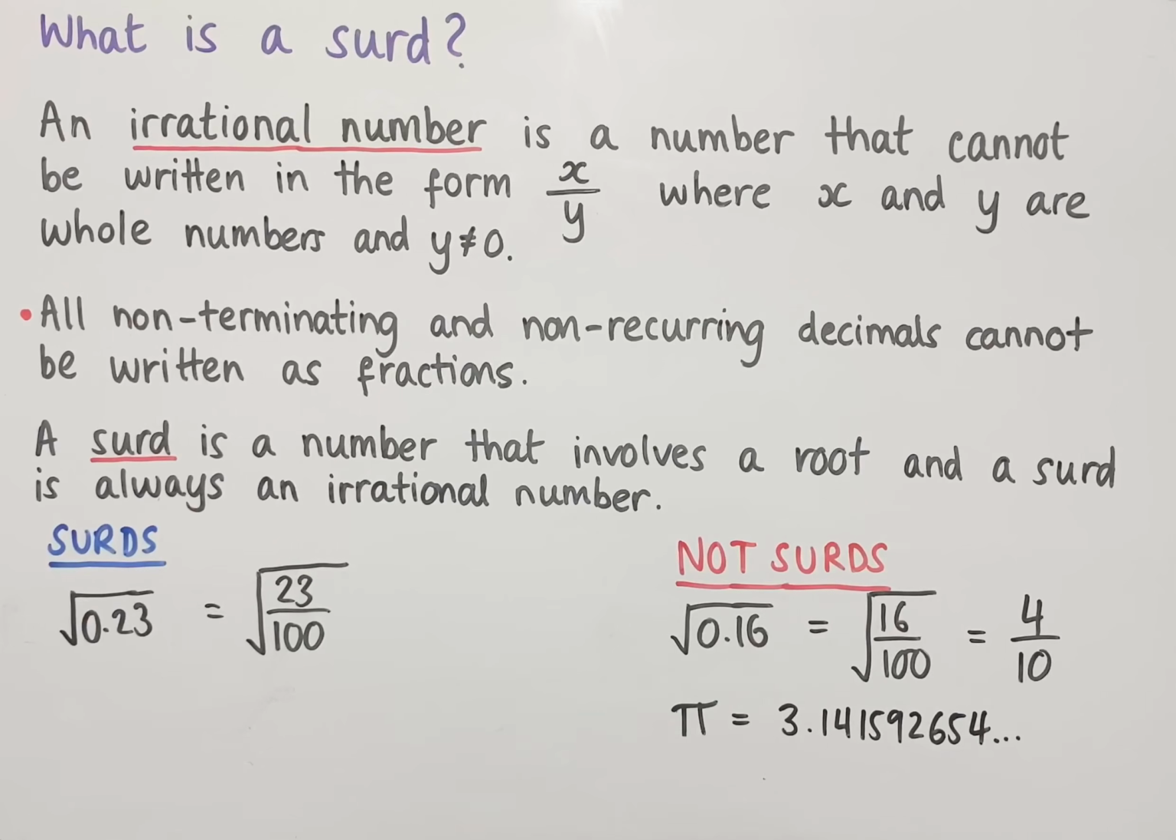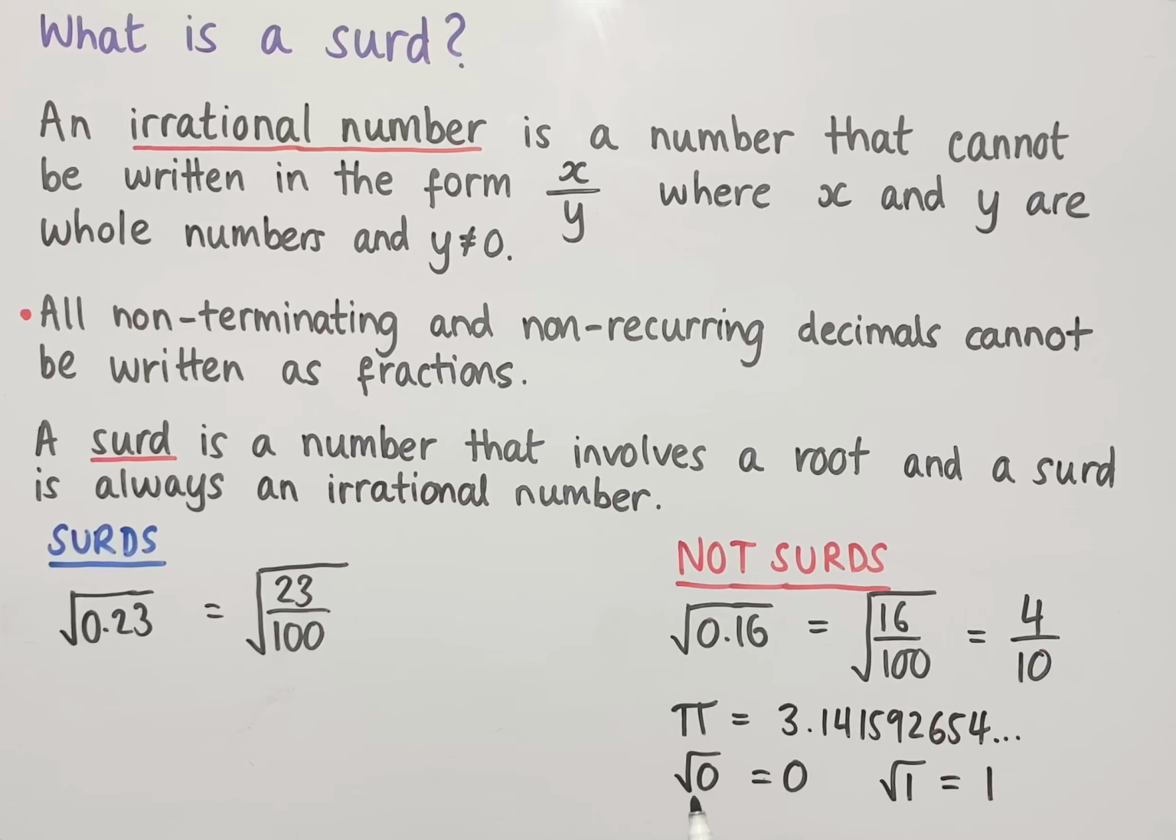Likewise, if we have the square root of 0, the square root of 0 is equal to 0, and 0 can be written as a fraction, so 0 over 1 or 0 over 2, and so on. And so this is not a surd. The square root of 1, again, can be written as 1. Since 1 can be written as a fraction, then it is not a surd.